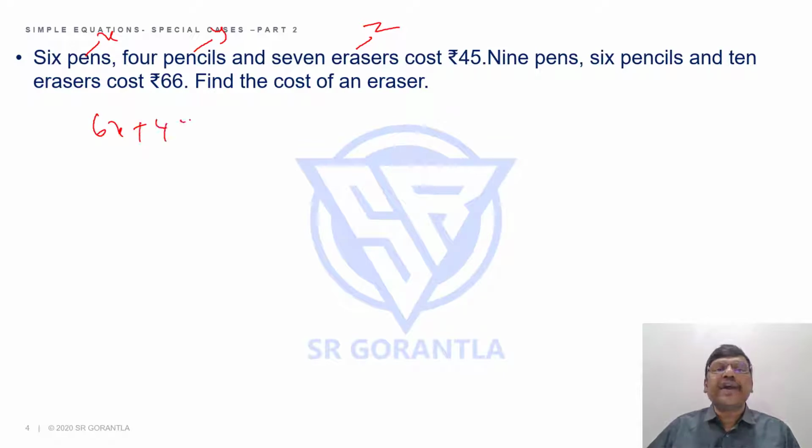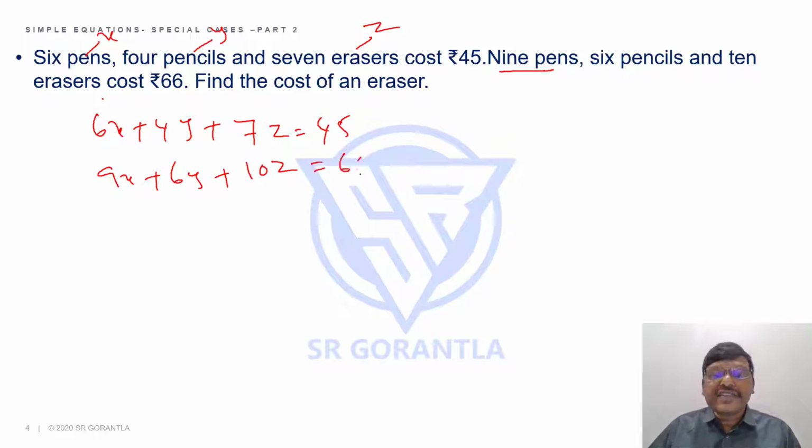6x plus 4y plus 7z equals 45. Now 9 pens, 9x, 6 pencils, 6y, and 10 erasers, 10z equals 66. You are asked to find eraser. Eraser means you want z, the cost of an eraser, z. Can we find out or not? Yes. How? Again, if you see, what is the ratio of the coefficients?